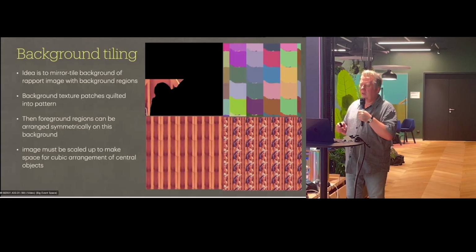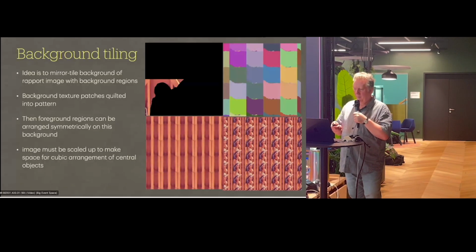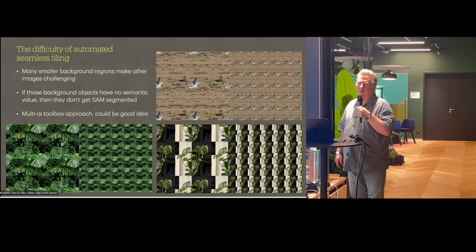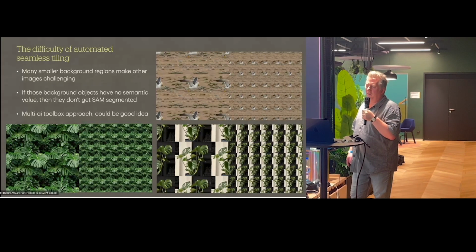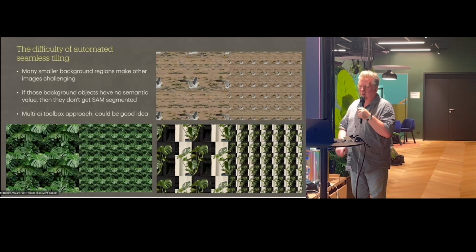And this image in the top right is the quilting. So quilting is this process by which you can merge regions without them having visible lines. So obviously it's quite a difficult thing to do with real world images. And there's a few examples here. So there's this seagull image on the background of a beach. And you can see here the rapport on the left. And then on the right, you've got this 3x3 tiling of that.